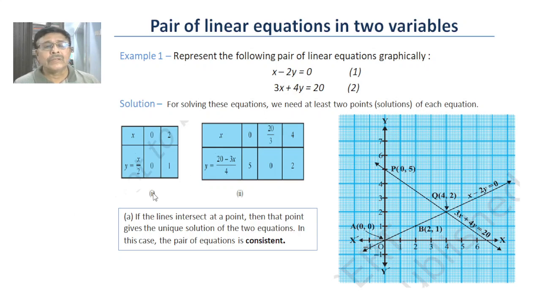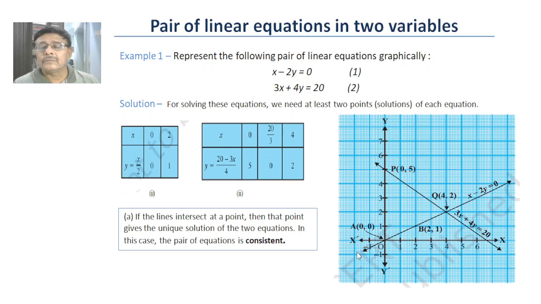Now here, in equation number 1, y = x/2. So we can have 2 points. When x = 0, y will be equal to 0. And when x = 2, y will be equal to 1. So we have 2 points (0, 0) and (2, 1). Now let us plot those points. The first point is (0, 0), that is A. And the second point is B, which is (2, 1).